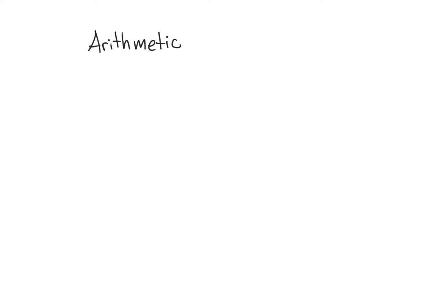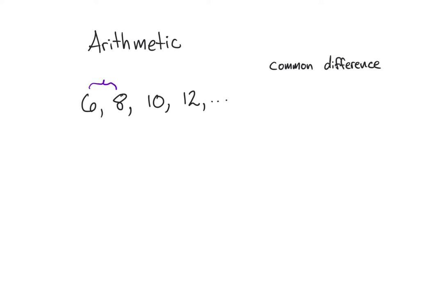Let's start with an arithmetic sequence where we have several terms in order. We're not missing any terms. First, I need to find the common difference. I can do that by looking at how much the terms are increasing or decreasing as I go from one to the next. In this sequence, I can see that each term is 2 more than the previous term. So my common difference is 2.